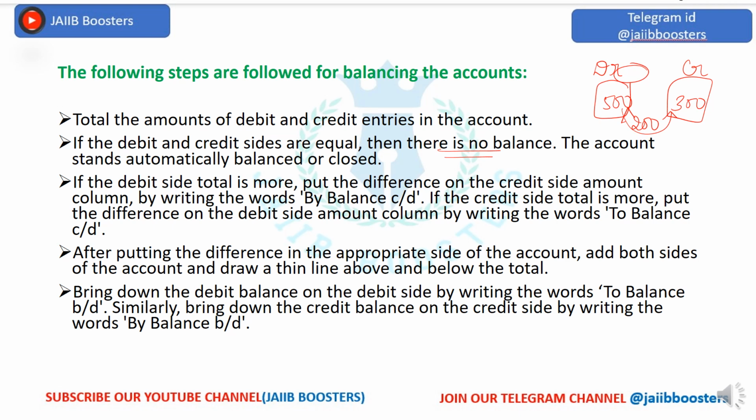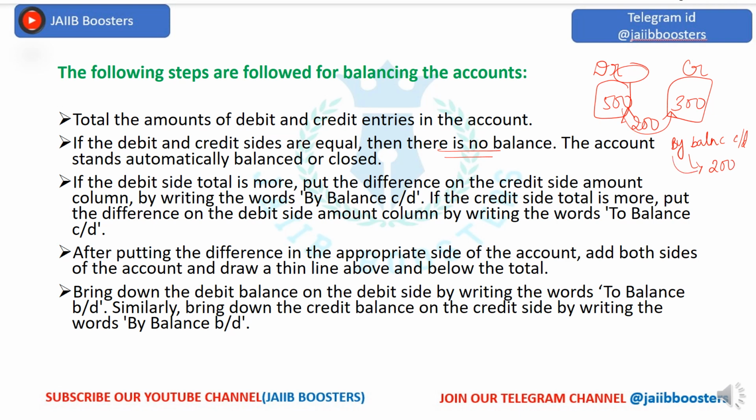Put the difference on the credit side amount column by writing the words "by balance c/d". In the sense, if debit side is more, we have to write the sentence in the credit side, the opposite direction. What we have to write here? By balance, credit side, and what's the amount here? 200. We have to write like this if debit side is more.